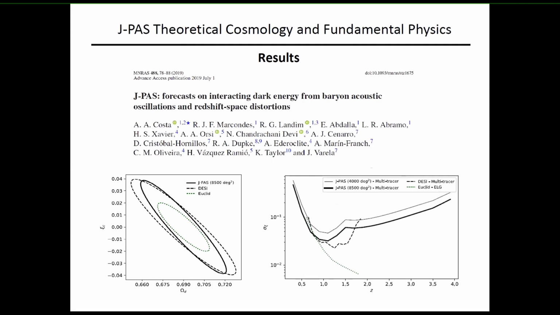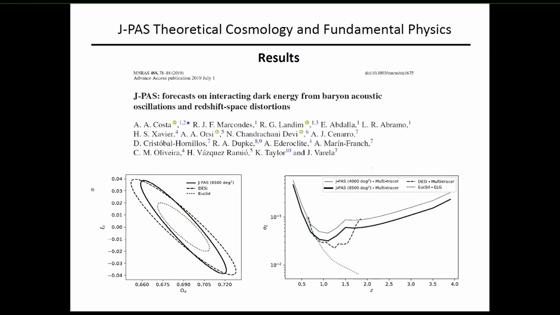The working group has published 2 papers in the last years, both in Monthly Notices. The first one is on the forecast on interacting dark energy from baryon acoustic oscillations and redshift space distortions, which has been led by André Costa. The aim of the project is to try to determine the sensitivity of J-PAS to measure the coupling, this chi coupling in the left plot, the coupling between dark matter and dark energy.